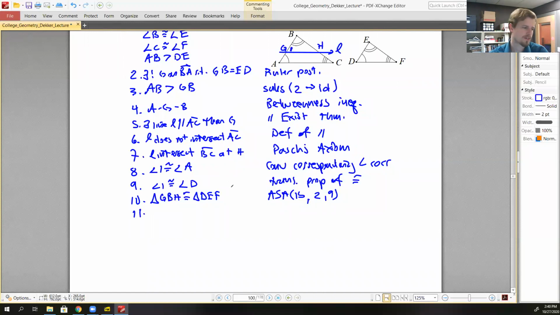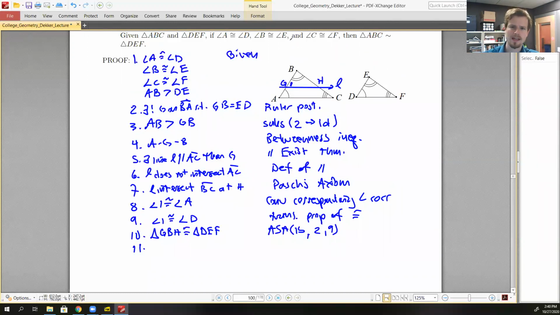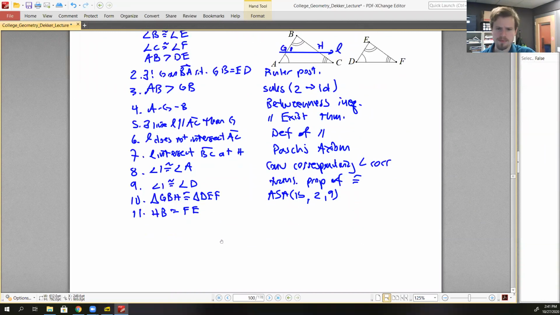All right, so now that we have the congruence of those two things, the key thing that we want to take away at this point is that BH is equal to EF, or that HB, right? Order doesn't matter. HB is equal to FE. There we go. That's by the definition of congruence of triangles.